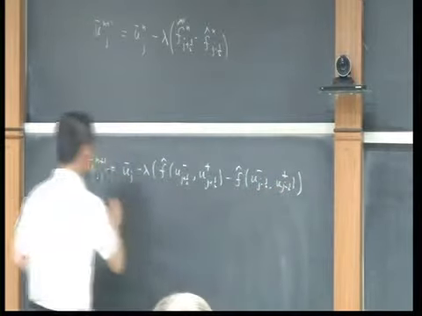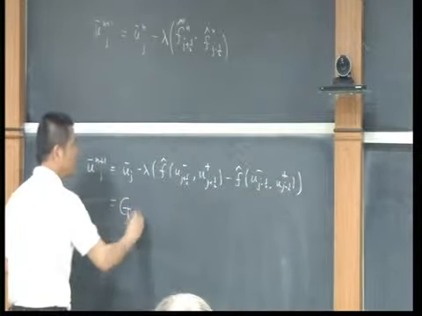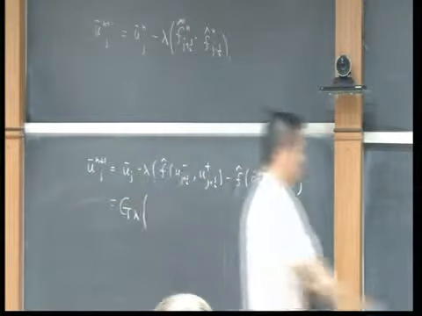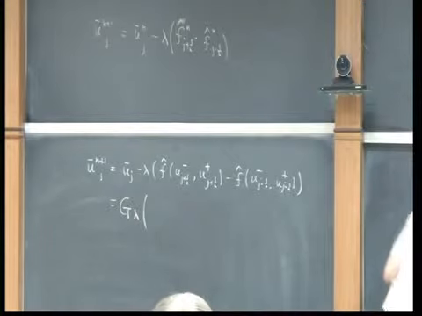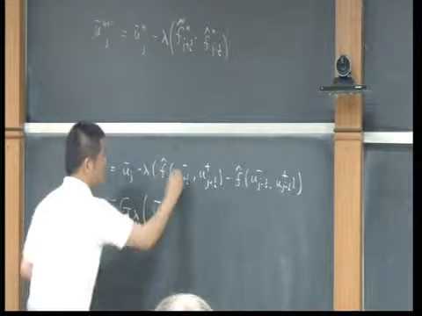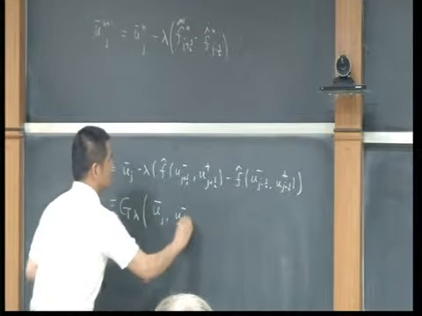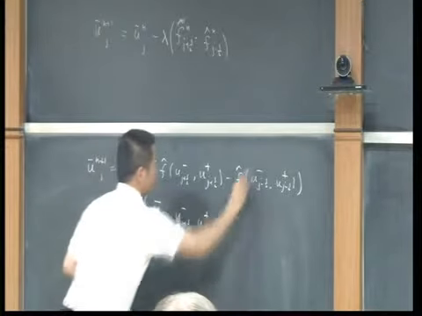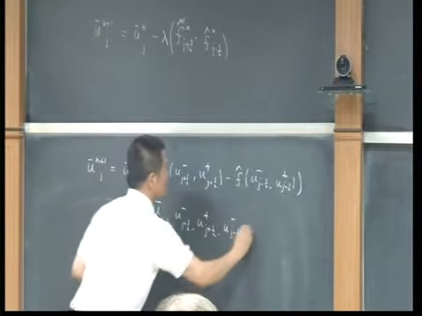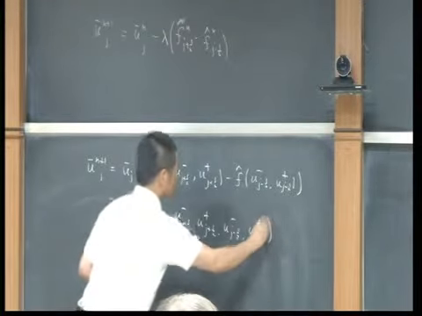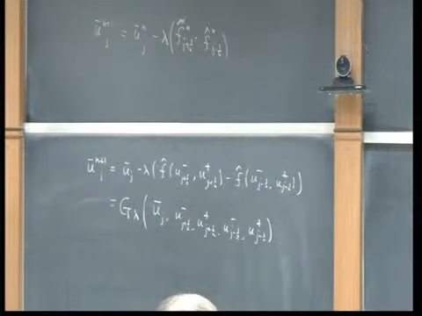So if I try to do the same thing, g lambda, now this time it's not a function of 3 guys. It's a function of 5 guys. So it's u bar of j, this, this, this, and this. It depends on 5 guys. Okay.